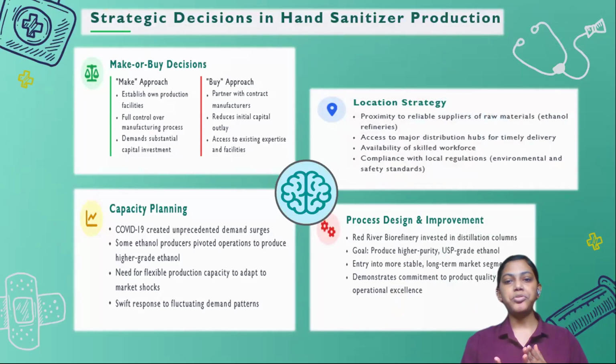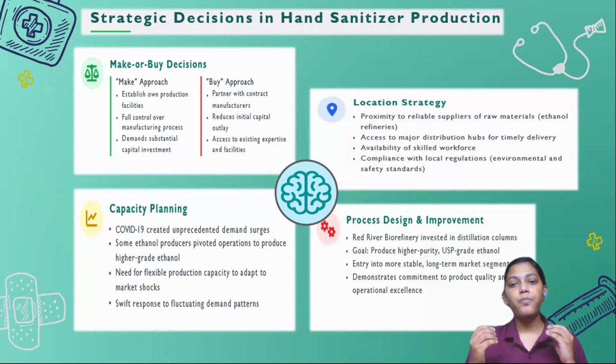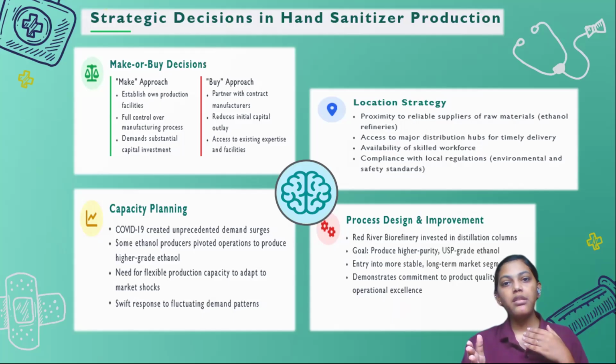Strategic decisions in hand sanitizer production. First of all is location strategy. Proximity to reliable suppliers of raw material decreases the distance coverage, and proximity to ethanol refineries means less time catching. Access to major distribution hubs for timely delivery helps in managing the time, space, and availability of skilled workforce. And compliance with local regulations helps in managing the environment as well as making the quality good.